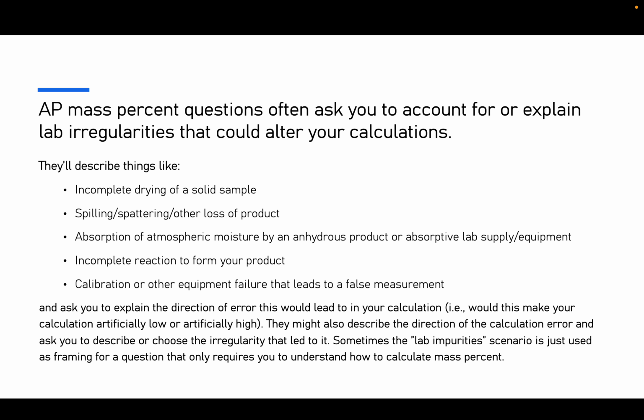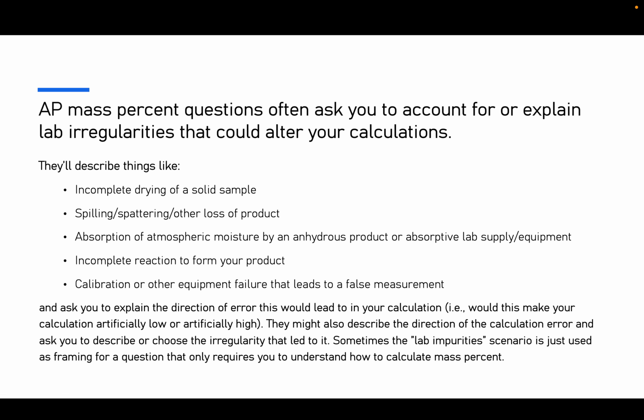For these, really, the irregularity part is just a logic question. There's no formula for this, but they're pretty straightforward. If you think about what's going on, it's not that hard to figure out how that would affect your mass. And after that, it's a little hop, skip, and a jump over how that would affect their calculations, as long as you understand mass percent in general.